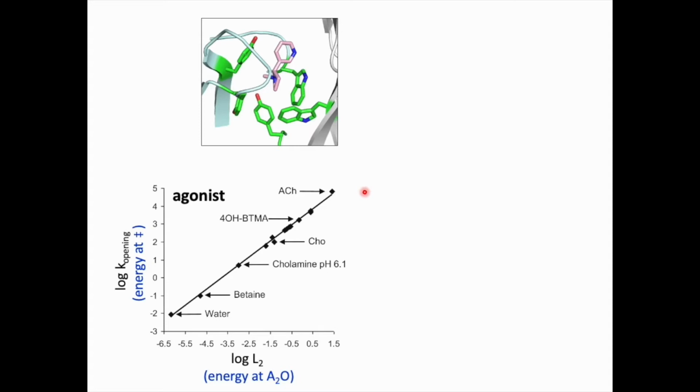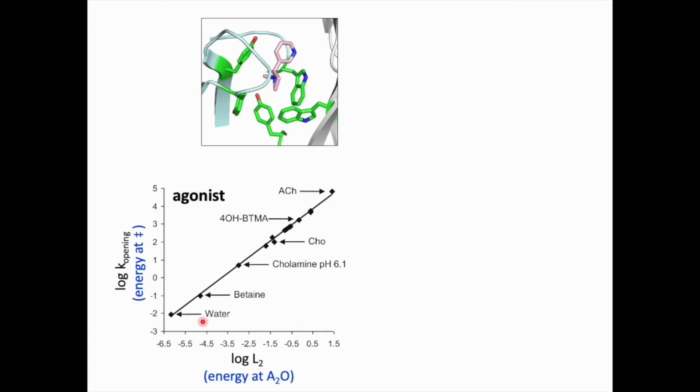The bottom panel shows a phi plot, or a linear free energy plot, sometimes called a rate equilibrium free energy plot, or REFER. On the y-axis is the log of the opening rate constant, which is proportional to the energy of the transition state. And on the x-axis is the log of the gating equilibrium constant, which is proportional to the energy of the diliganded O state. And in both cases, we're assuming that the C state is zero. That's the anchor point for the energy diagram.